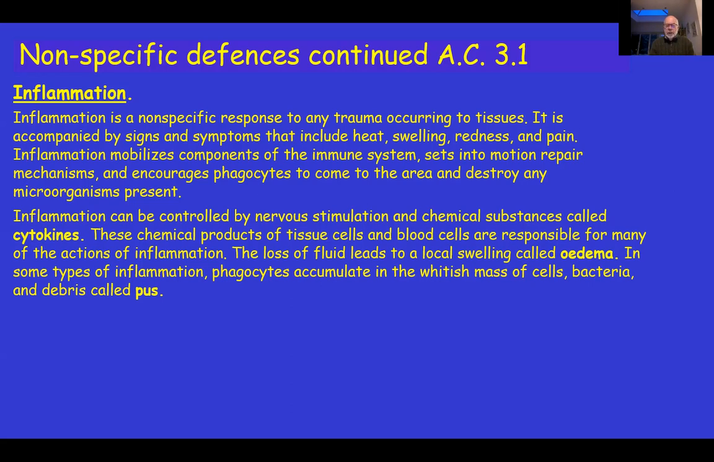And in types of inflammation, phagocytes accumulate in a whitish mass of cells and bacteria, which is why we get spots and pus around that infected area, because it's the white blood cells, the phagocytes, destroying the microbes that have entered. Okay.